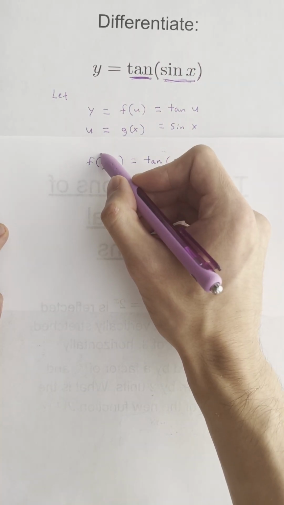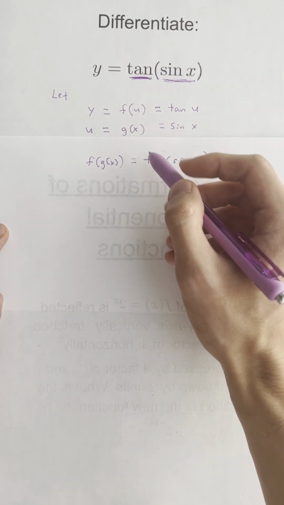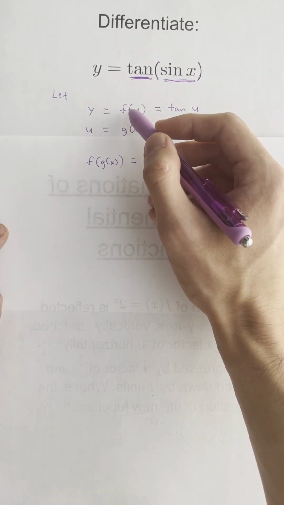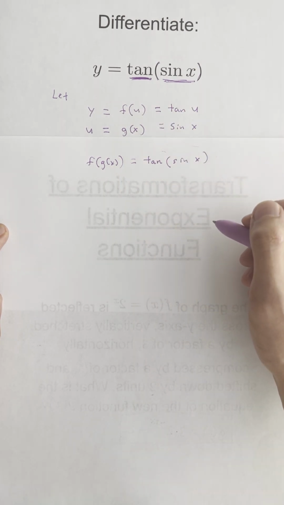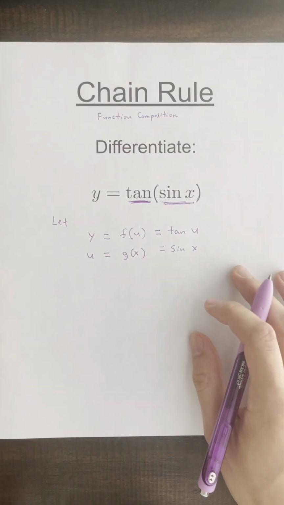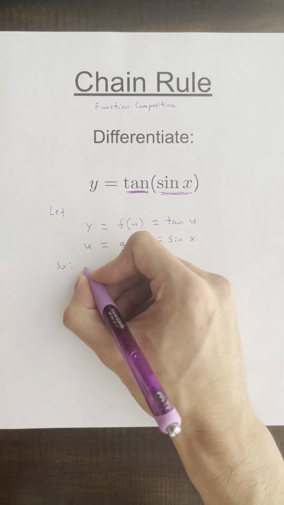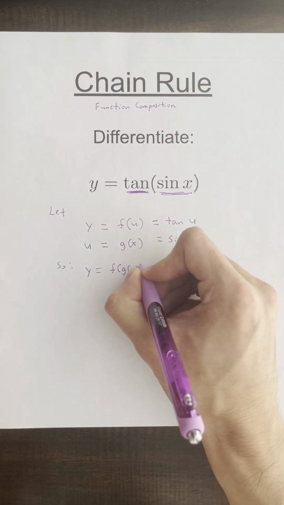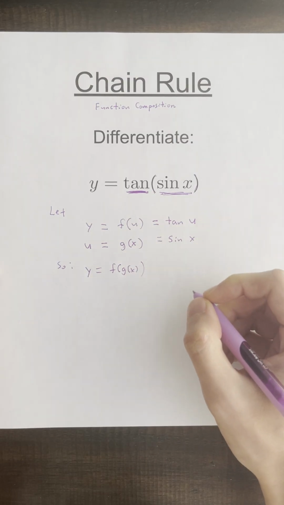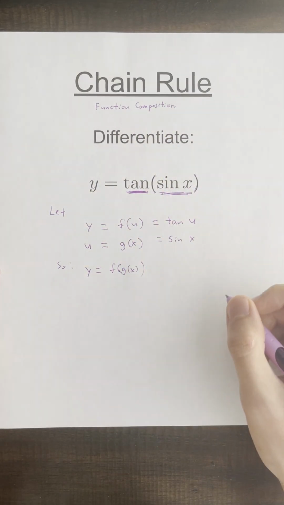So basically, I decomposed this as two functions. Why are we decomposing again? Okay, so y equals f of g of x. We are decomposing to apply the chain rule.